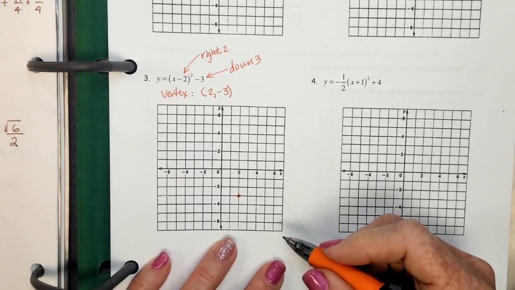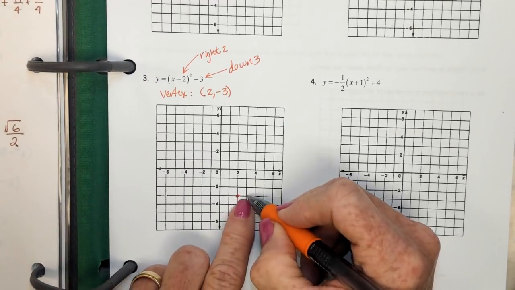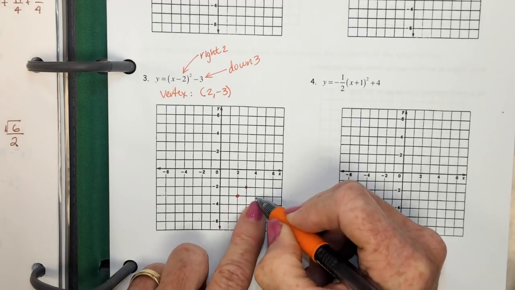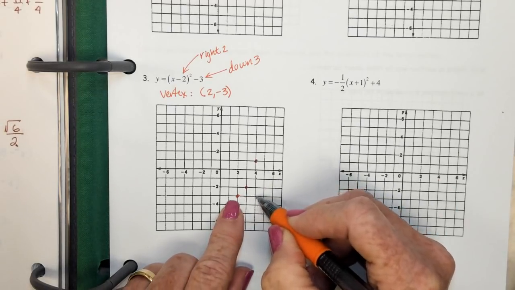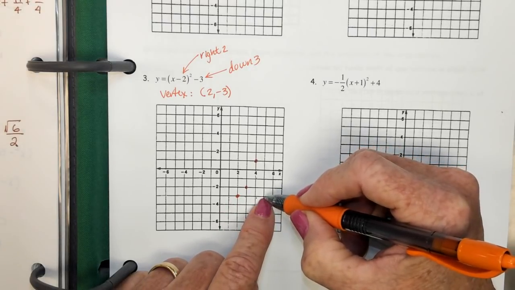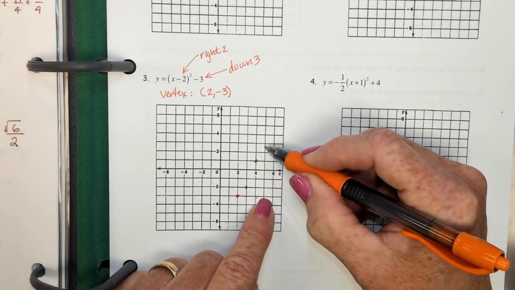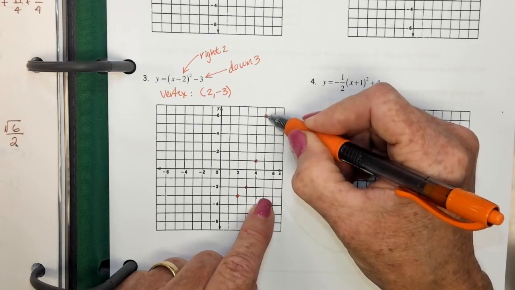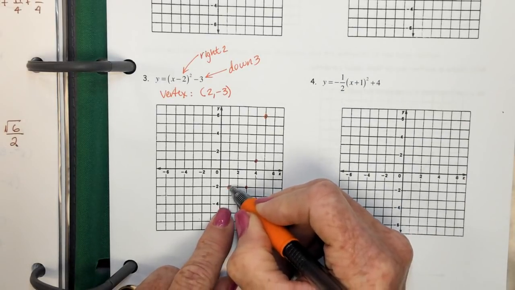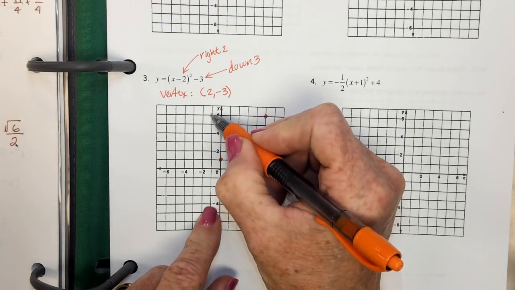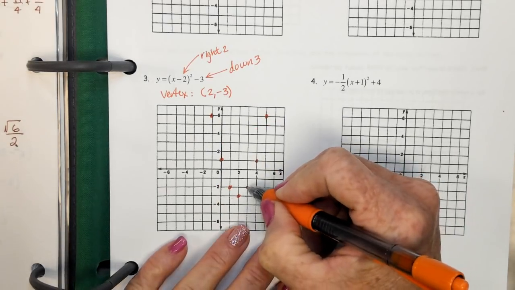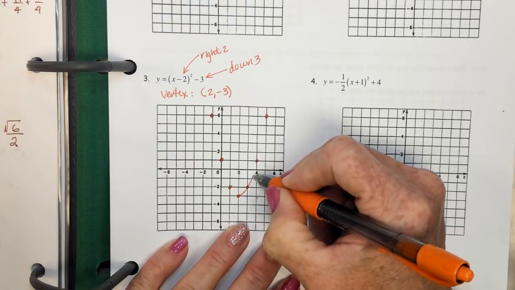And then we follow that same 1, 4, 9 pattern. So over 1, up 1. Over 2, up 4, over 3, up 9. We can fit it this time. 2, 3, 4, 5, 6, 7, 8, 9. And following that pattern on the other side, and here's our parabola.